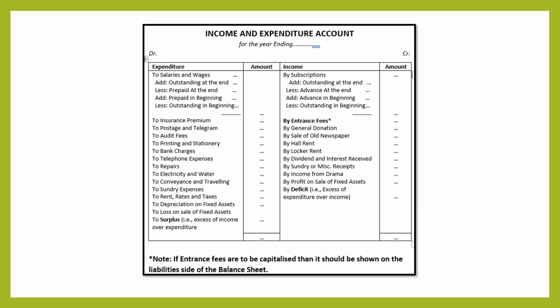And the next thing is exclude expenditure either of the preceding period or of the succeeding period. And the next one is provide for expenditure due for the current period but not paid. And also you have to ascertain the difference which represents surplus or deficit. That should be transferred to the capital fund. That is the final one.